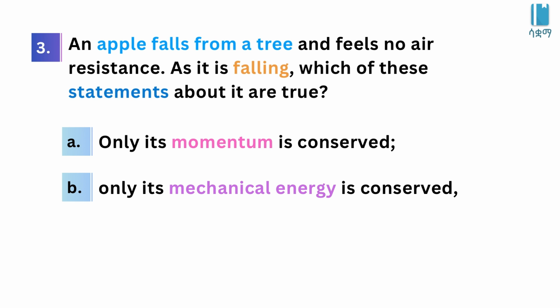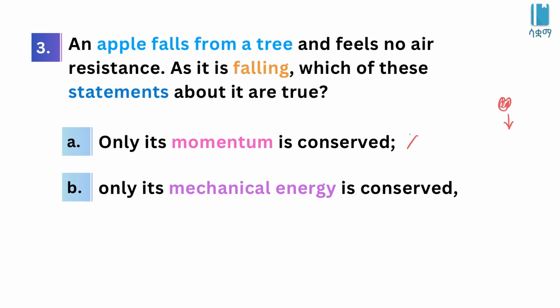Which of these statements about it are true ነው ጥያቄው. So እንግዲህ ከሆነ certain height ላይ ወይም ከዛፍ ላይ የሚወድቅ አፕል ኮንሲደር እናደርጋለን. So አፕሉ በሚወድቅበት ጊዜ now እዚህ ጋር የምንመለከታቸው ስቴትመንቶች ከተሰጡን የትኛው ስቴትመንት true ነው ብሎ እየጠየቀን ነው. So A ላይ: only its momentum is conserved, so momentum ብቻ ነው ኮንዘርቭ የሚያደርግ ይለናል.